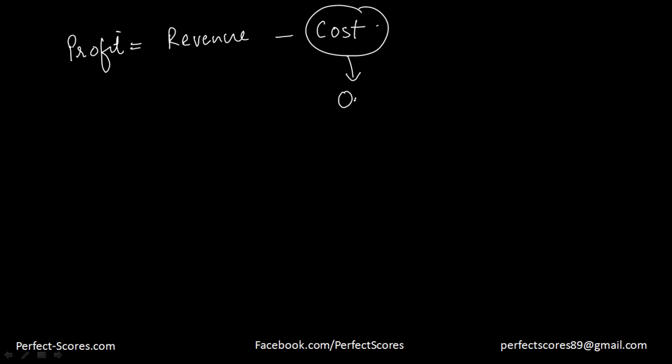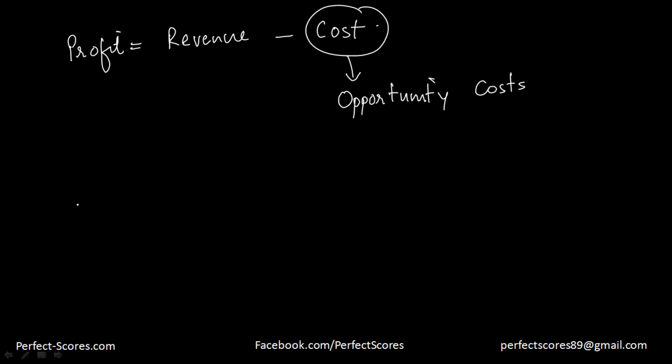Okay, so what exactly is profit? Now profit is actually equal to your revenue that you earn minus the cost that you incur. So this is how you define profit, right? However, this cost over here, when I talk in economics terms, this cost also includes your opportunity costs, right? So this cost also includes your opportunity cost.